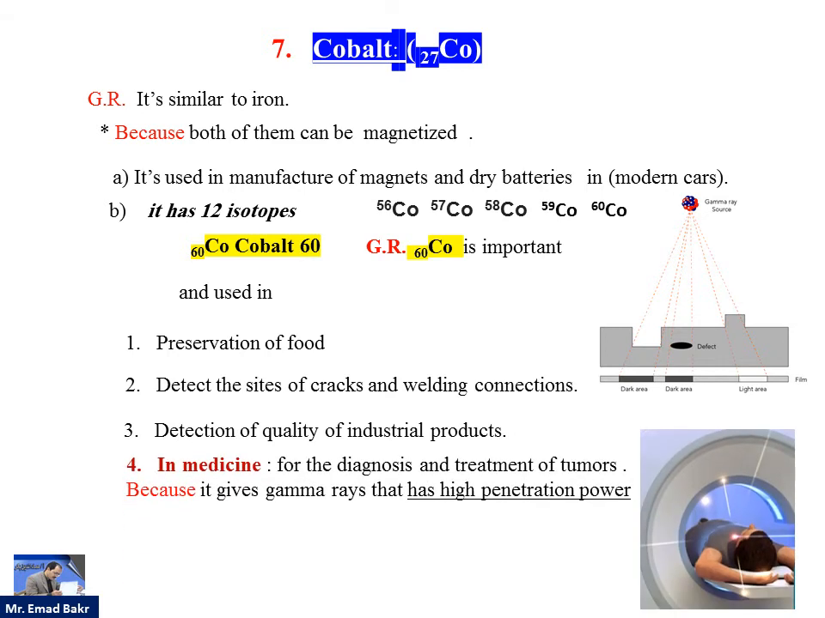How? Cobalt in all these cases produces gamma radiations that have high penetration power. Number 4, in medicine, for the diagnosis and the treatment of tumors, because it gives gamma rays that have high penetration power. In all uses, preservation of food, detecting the sites of cracks and welding connections, and detecting the quality of industrial products, it's because gamma rays have high penetration power.